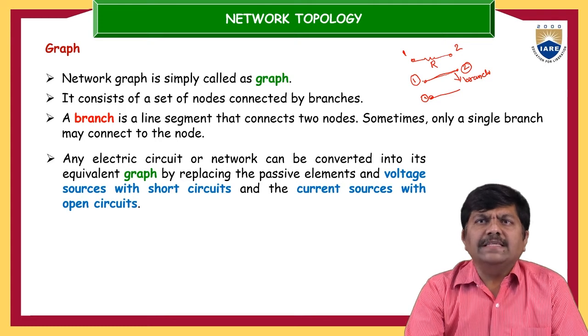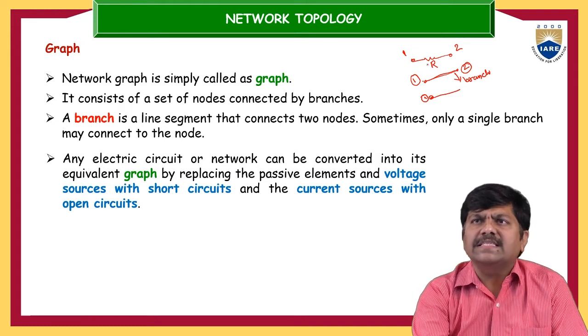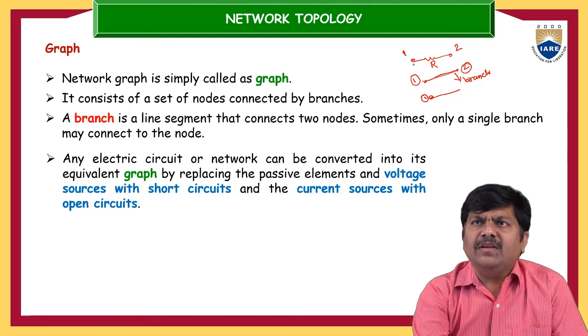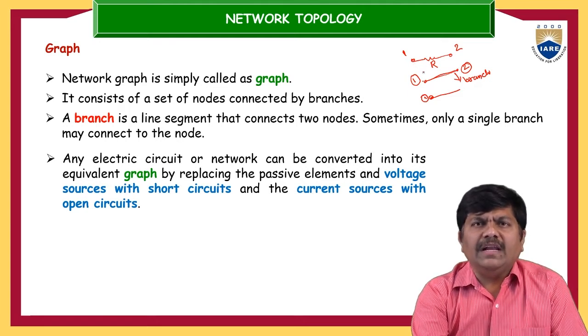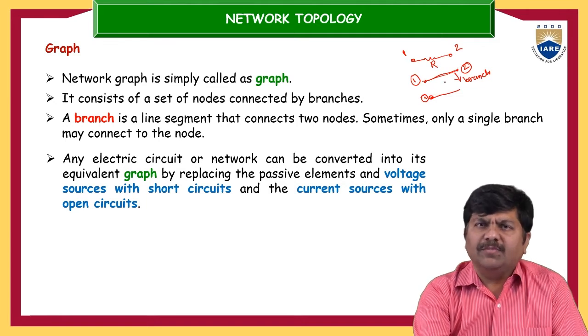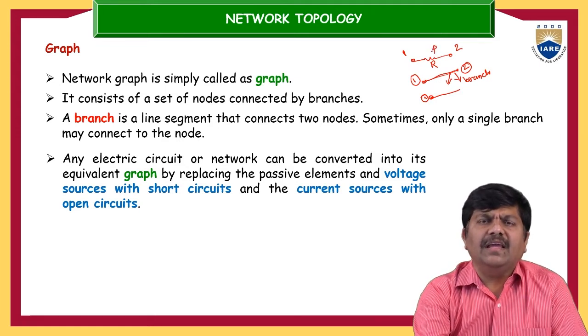So the next point is that any electrical circuit or network can be converted into its equivalent graph like this. Suppose in this example, a resistance is existing between node 1 and node 2, and equivalently you can represent it by a solid segment, which is the branch. That is also existing between node 1 and node 2. This is a part of the graph, a section of the network topology. And this is the physical element.